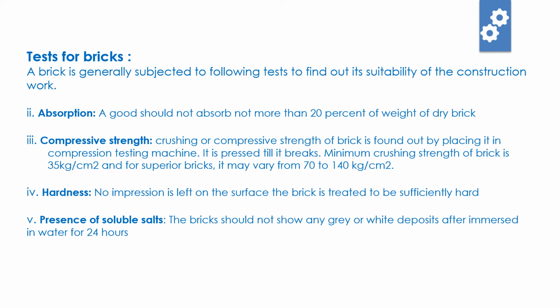Compressive strength of brick is found out by placing it in a compression testing machine. It is pressed till it breaks. Minimum crushing strength of brick is 35 kg per centimeter square, and for superior bricks it may vary from 70 to 140 kg per centimeter square. But generally, remember that bricks with 50 to 55 kg crushing strength are good for partition or outer walls, unless there are some other specific design requirements.